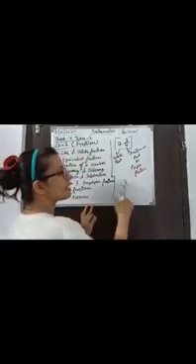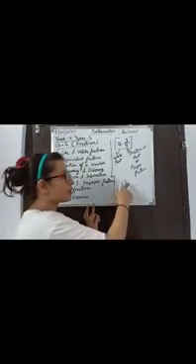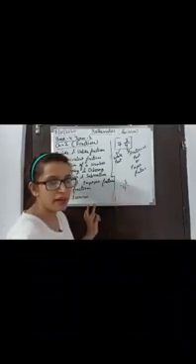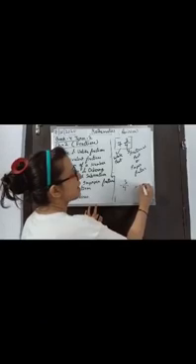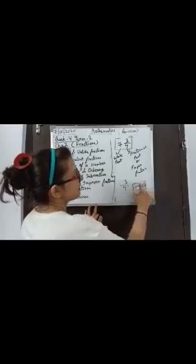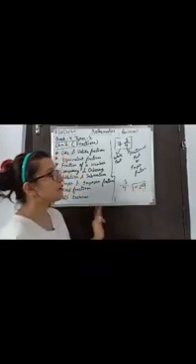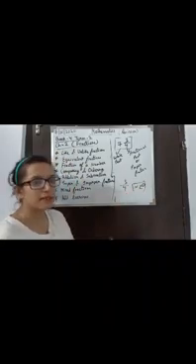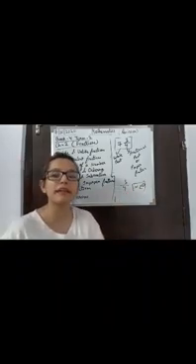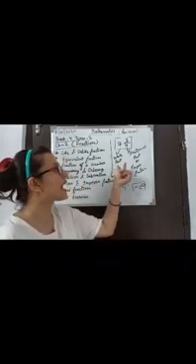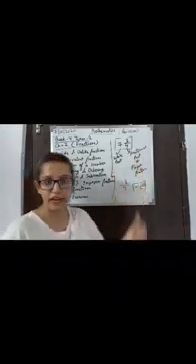Why a proper fraction? Because 3 is smaller as compared to 4, or you can say numerator is smaller as compared to denominator. That's why this is called your proper fraction. Okay, so basically what is a mixed fraction? A mixed fraction is a combination of a whole number and a proper fraction.